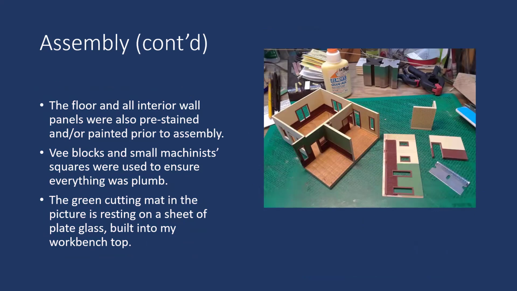The floor and all interior wall panels were also pre-stained and/or painted prior to assembly. V-blocks and small machinist squares were used to ensure everything was plumb. A 1-2-3 block is another useful thing to add to your toolkit. The green cutting mat in the picture is resting on a sheet of plate glass that I have built into my workbench top. So that's a plenty flat surface for what we need.